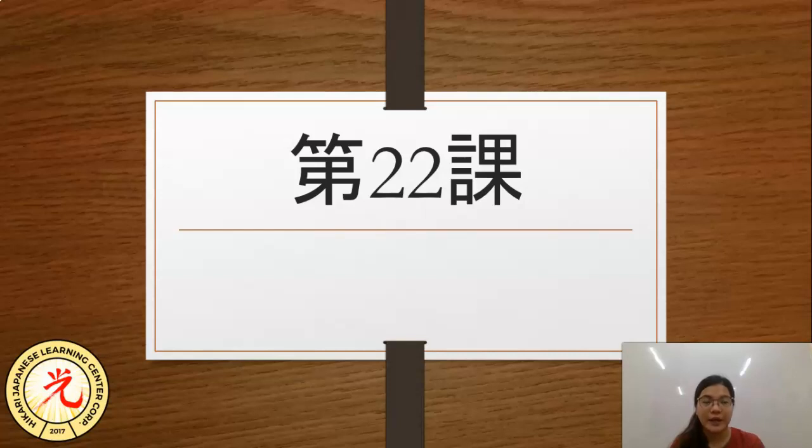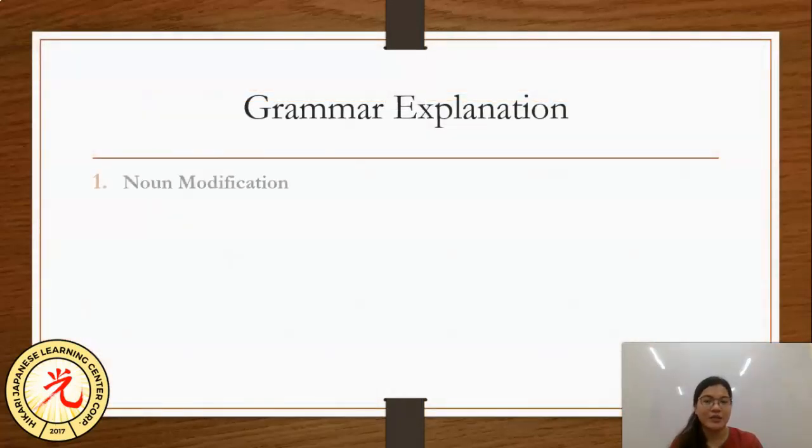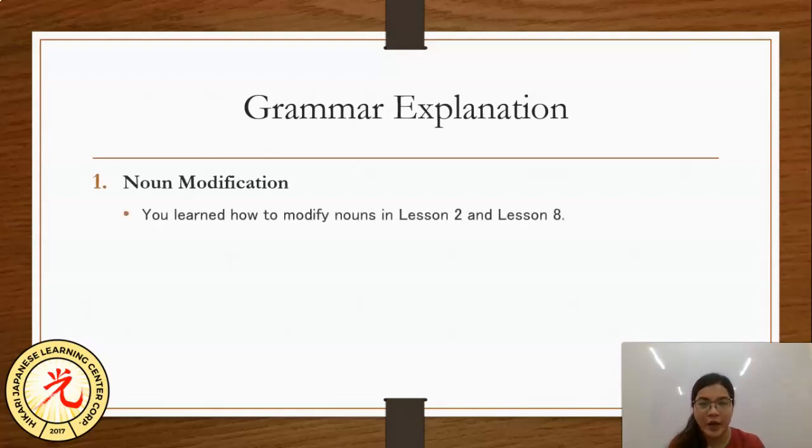For today's lesson, pag-aaralan natin ang grammar discussion, lesson 22. Are you ready? Dewa hajimemashou. So we will start from noun modification. You already learned how to modify nouns in lesson 2 and lesson 8.